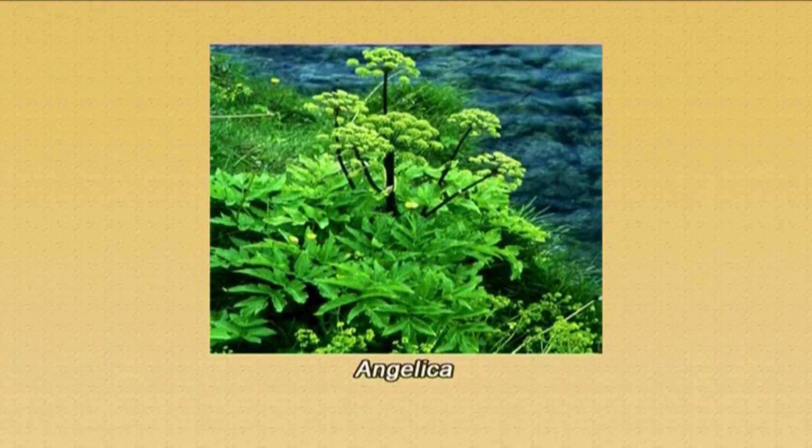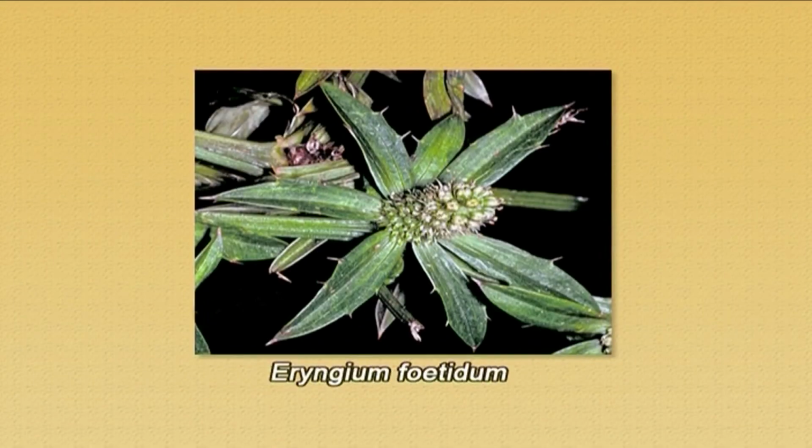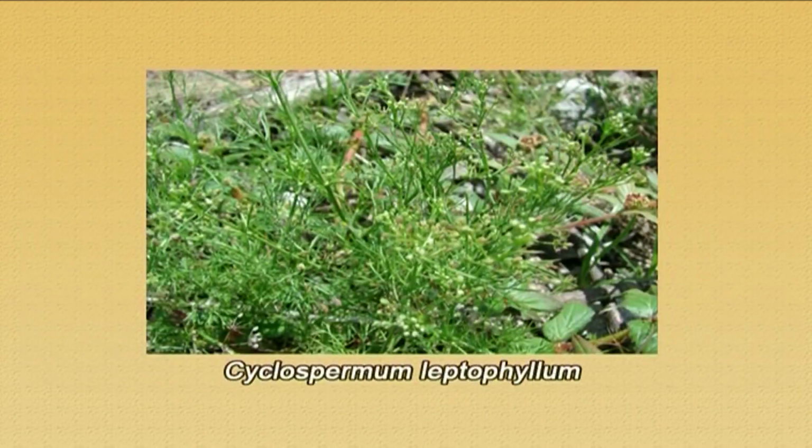Many species of Apiaceae have medicinal value. Some of the species of Ferula, Heracleum, and Angelica are used in traditional medicine. Some of the species of Apiaceae are noxious weeds. Some of these are Daucus carota, Eryngium foetidum, Cyclospermum leptophyllum, and many more which are noxious weeds throughout the world.